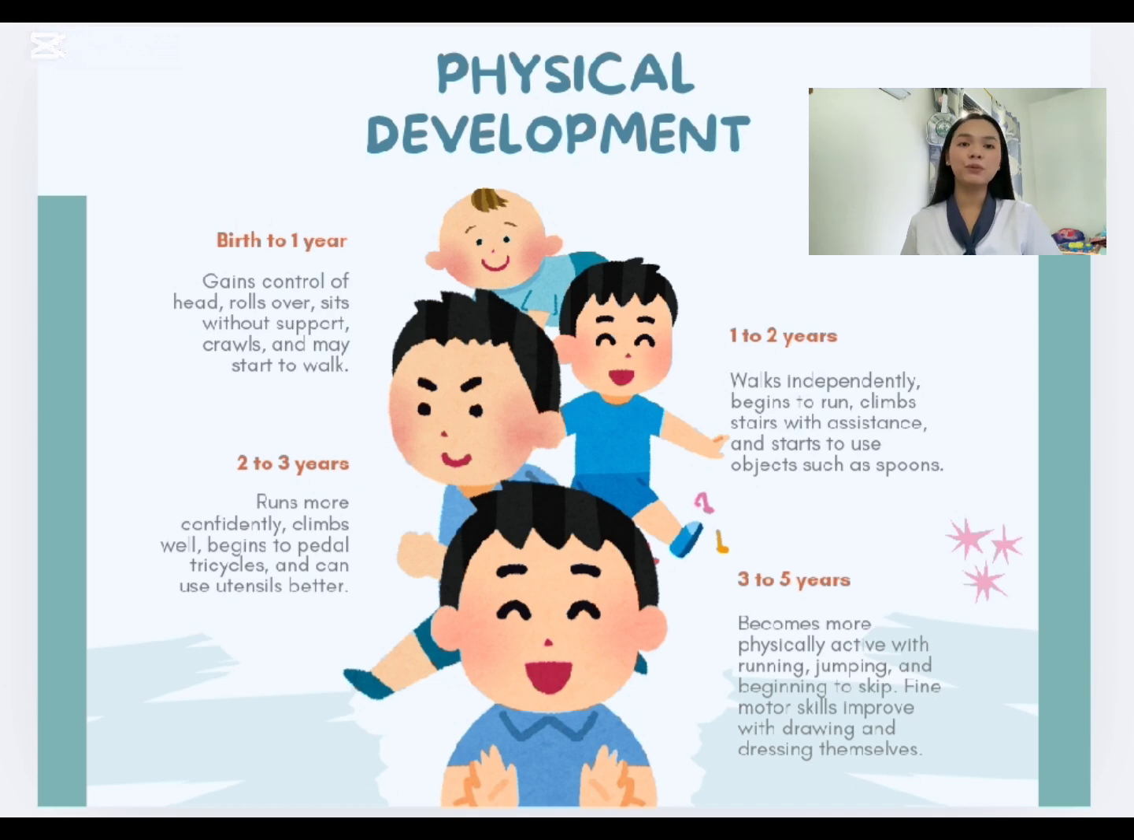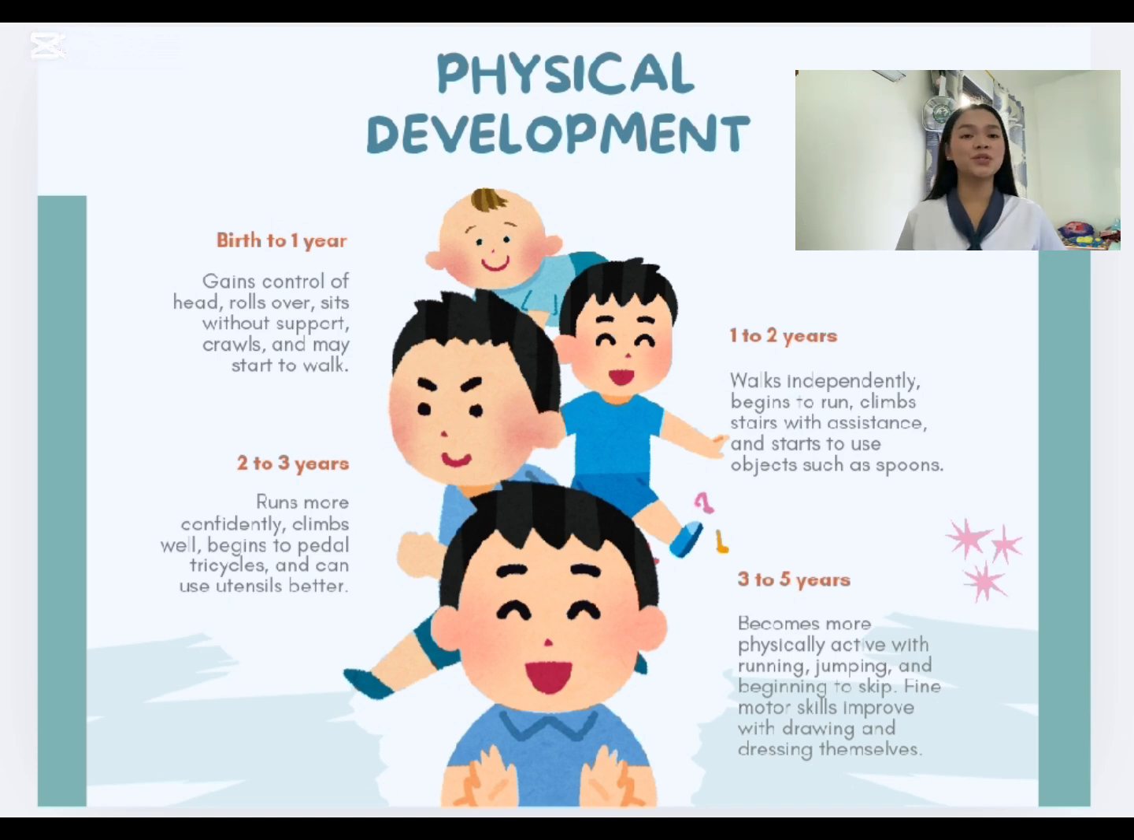Between 1 and 2 years, they can walk independently, making a significant step in their physical independence. As they grow stronger, they begin to run, although their steps may still be unsteady. They can climb stairs with assistance and start to interact with objects like spoons during feeding.